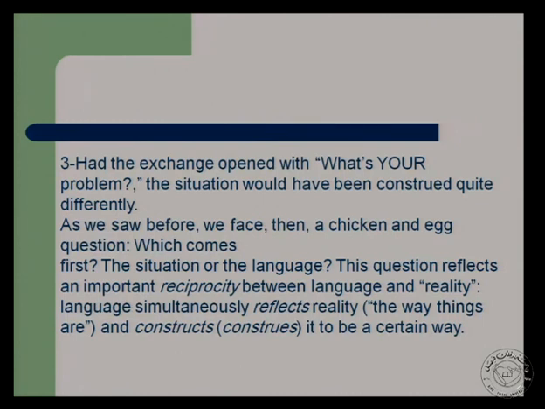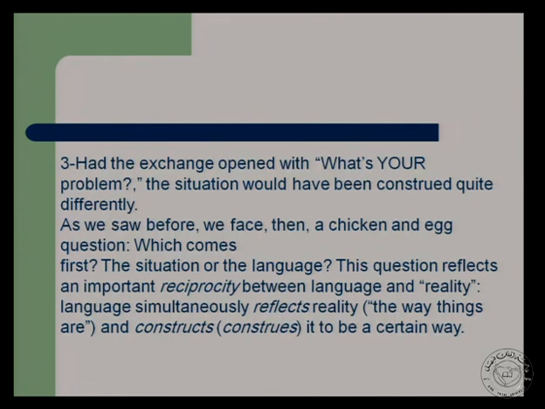As we saw before, we face then a chicken and egg question. In other words, which comes first, the situation or the language? In other words, does the situation determine the words to be used, or do the words used determine what kind of situation I am in? This question reflects, notice the word reflects, an important reciprocity.